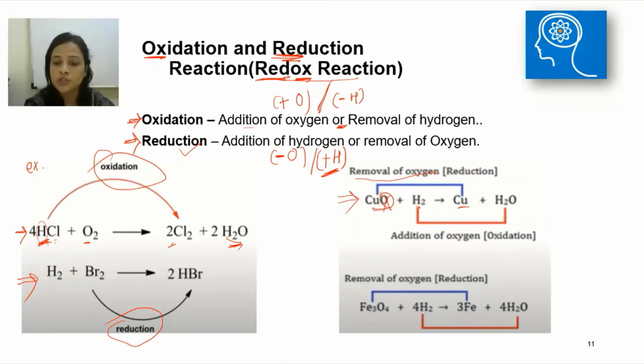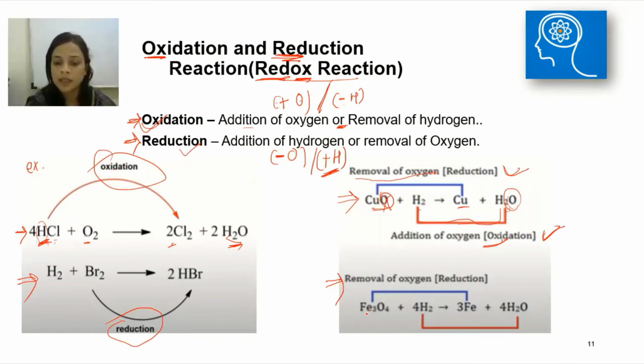Now, what happened to this H2? This H2 gets converted into H2O, means to this H2, O gets added. Here is addition of oxygen. And addition of oxygen is nothing but the oxidation reaction. So this one is the oxidation reaction. Means in this only one chemical reaction, the oxidation as well as reduction takes place simultaneously. So this is nothing but the redox reaction. Got it?